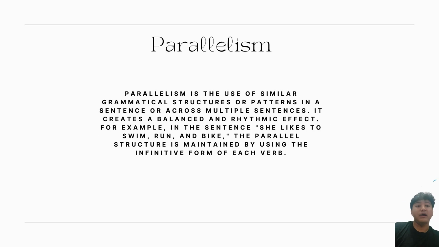Okay, next, parallelism. Parallelism is the use of similar grammatical structures or patterns in a sentence or across multiple sentences. It creates a balance and rhythmic effect. For example, in the sentence, she likes to swim, run, and bike. The parallel structure is maintained by using the infinitive form of each verb. That's the example and the meaning of parallelism.